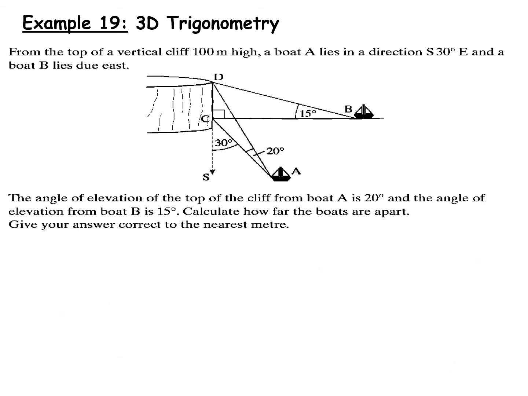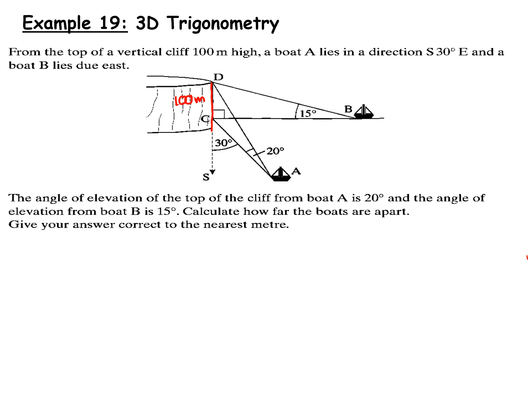So our last 3D trigonometry question. From the top of a vertical cliff that is 100 meters high. So they haven't told us that on the diagram, so I'm going to put that in. So there's 100 meters. A boat A lies in the direction south 30 degrees east. That means go south and then move 30 degrees east. So that's shown on our diagram.